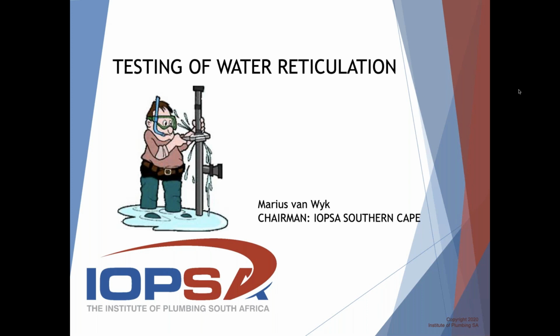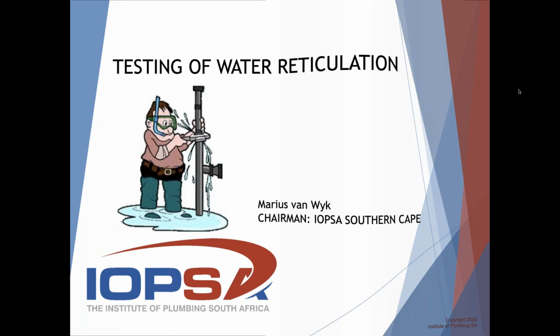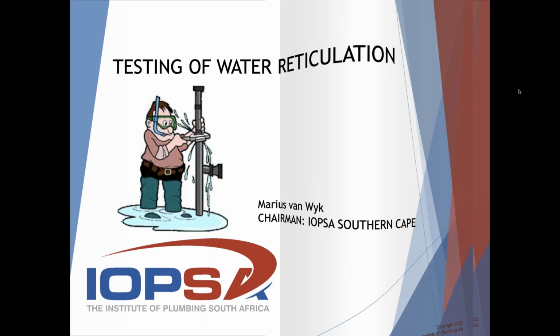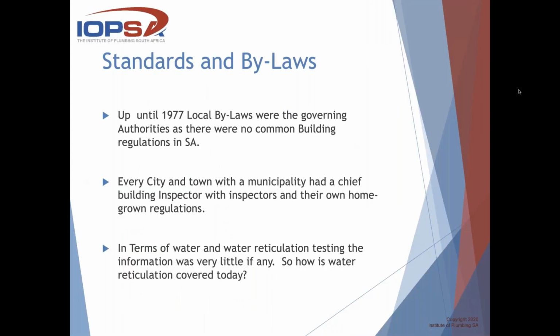First of all, a little back in history, up until 1977, local bylaws were the governing authority, as there were no common building regulations in South Africa prior to 1977. So every city and town with a municipality had a chief building inspector with inspectors and their own homegrown regulations. And in terms of the water and water reticulation testing, the information was very little, if any. So how is water reticulation covered today?